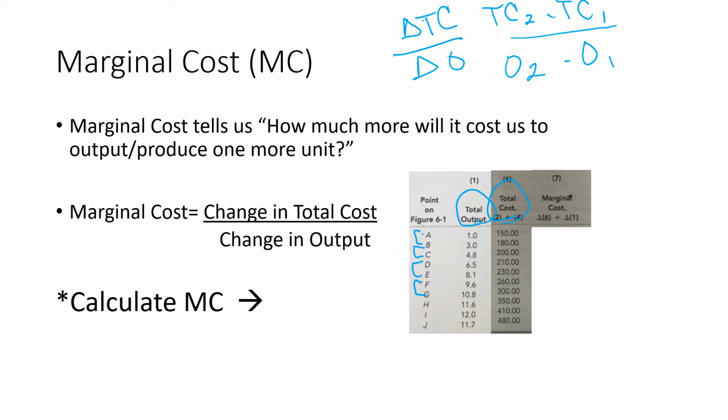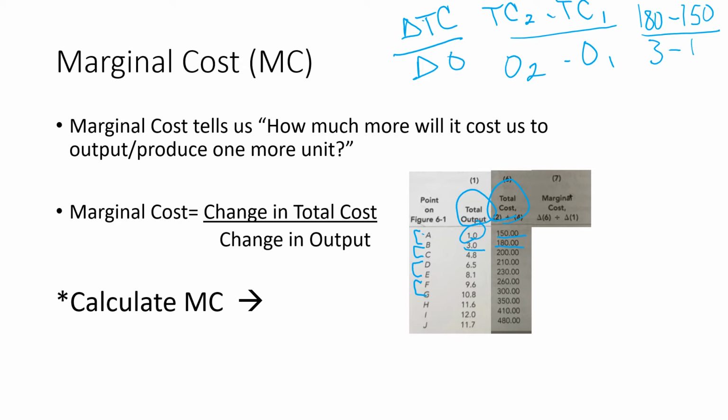Okay, so for each of these, we have our total costs here and our outputs here. So if we're going between A and B, our total cost 2 is 180. So we have 180 minus our total cost 1, which is 150, divided by our output 2, which is 3, minus our output 1, which is 1.